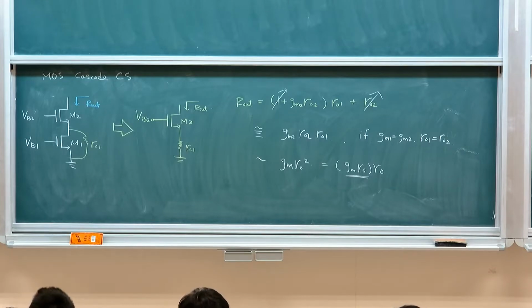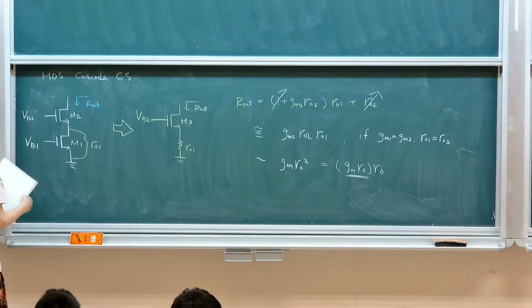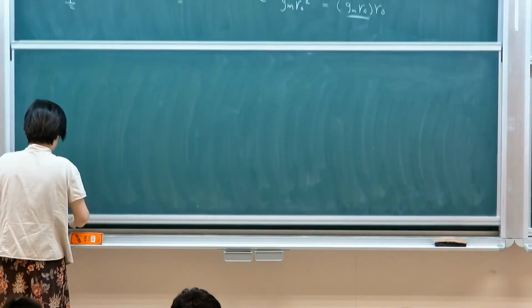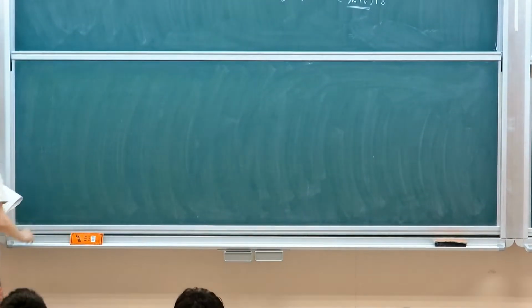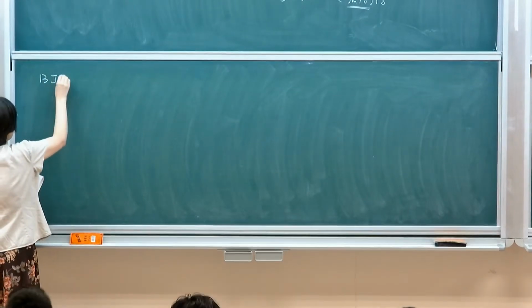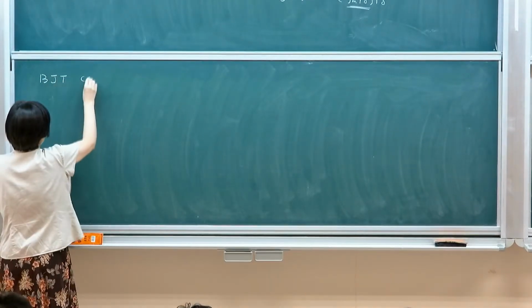So that is why we spend a lot of time talking about impedance transformation, because it's very important, especially in this type of architecture. We can also look at BJT versions. There is a slight difference in the BJT cascode structure simply because of the introduction of RPi.